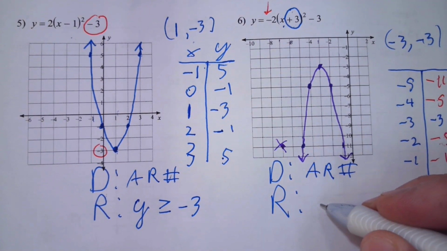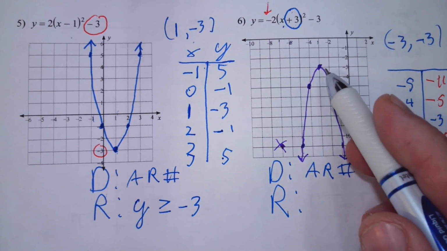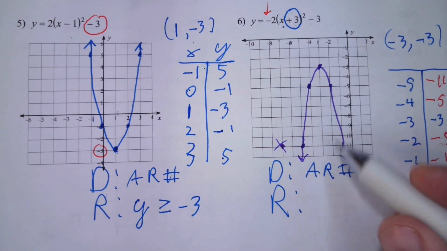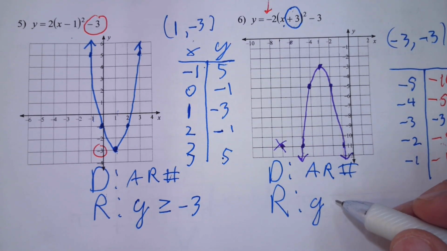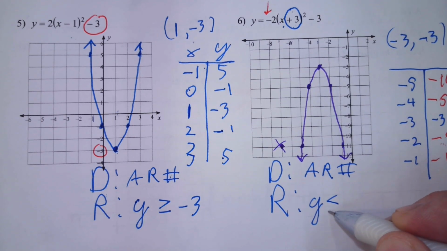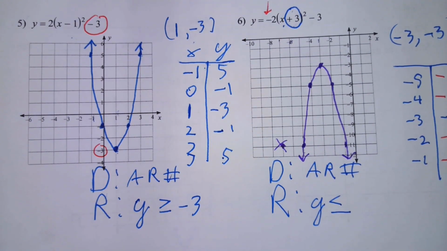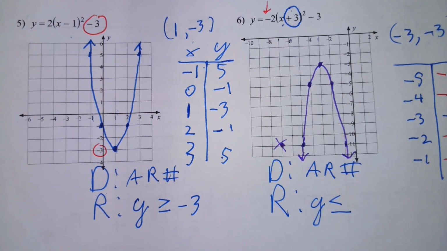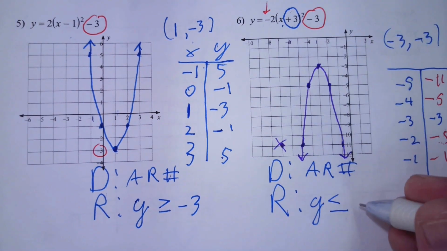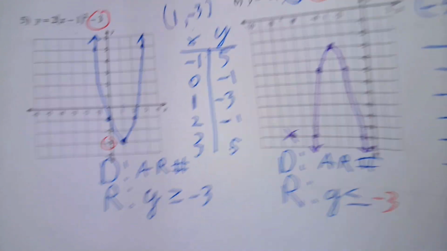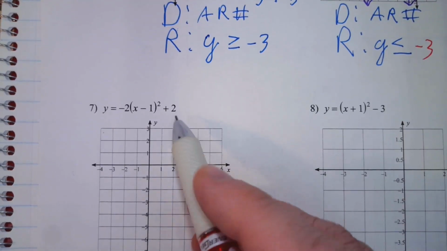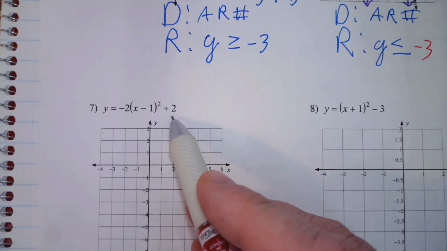So in this case, we're not going to have a bottom number, we're going to have a top number, right? So instead of greater than, all the y's are going to be less than or equal to what? It's also going to be -3. Okay? Just looking at this one, we haven't graphed it, and we probably won't.